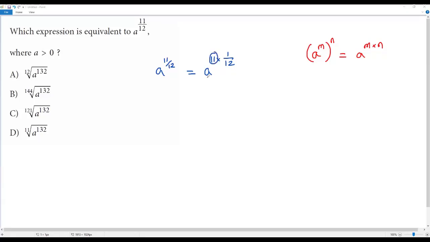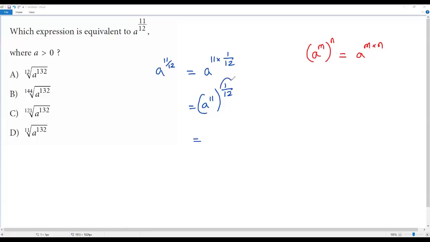The 11 can be taken as exponent for a. Then we get a to the power 11. And for this complete stuff, we have to take this 1 over 12 as exponent. Now we have a fraction 1 over 12 as exponent for this stuff. Since this is a fraction and this fraction contains numerator 1, this fraction can be converted to radical.